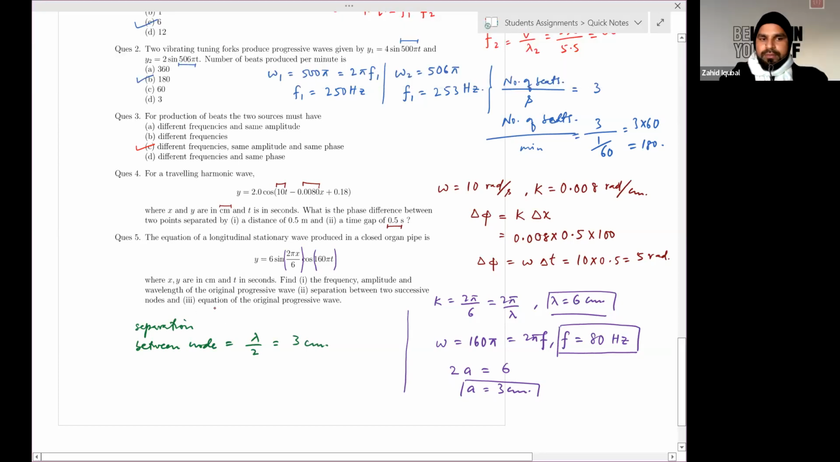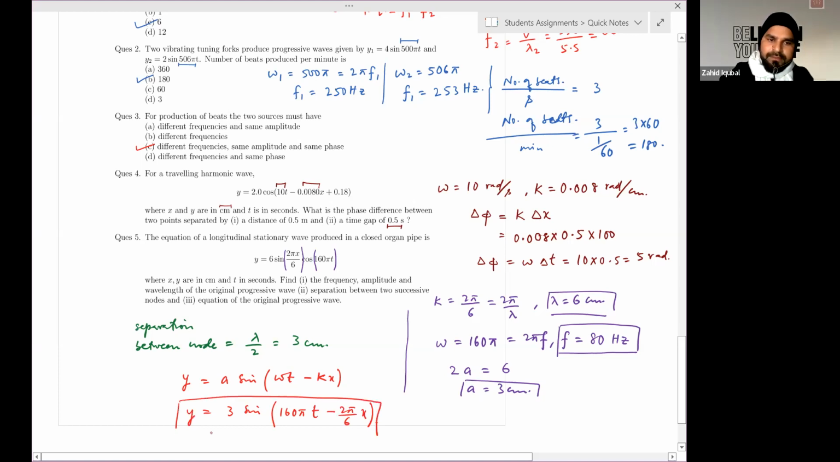In the third part, we have to calculate the equation of the original wave. According to the formula, y equals a times sine of omega t minus kx. We have a as 3, sine omega t with omega as 160 pi, and k as 2 pi by 6 times x. So this will be your equation of the original progressive wave.